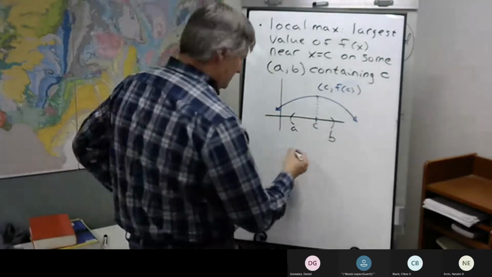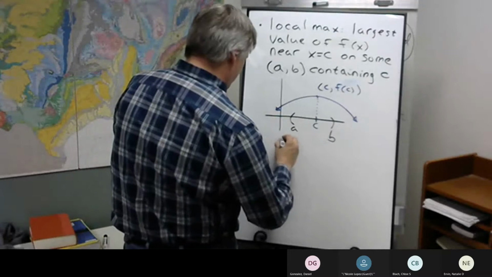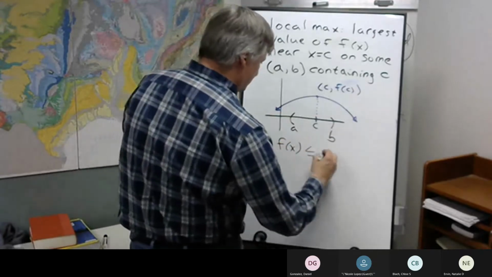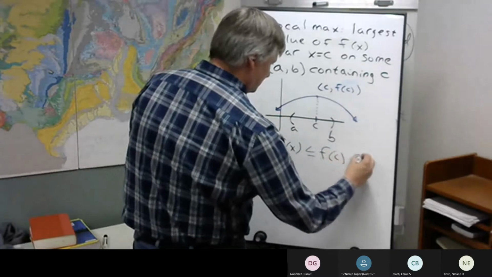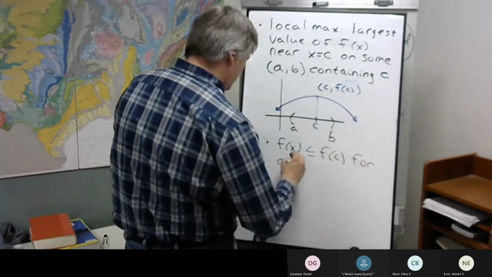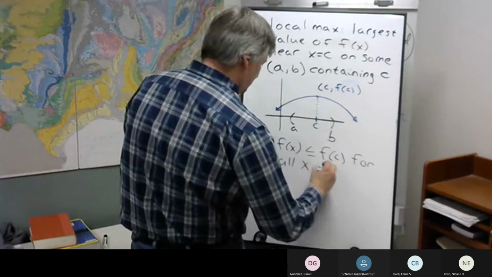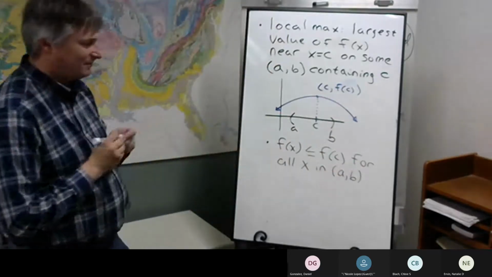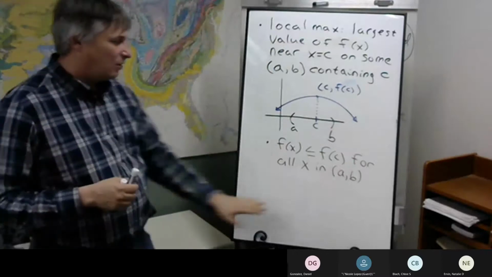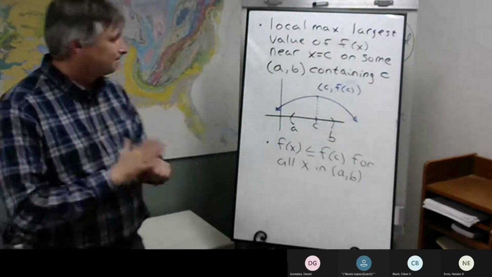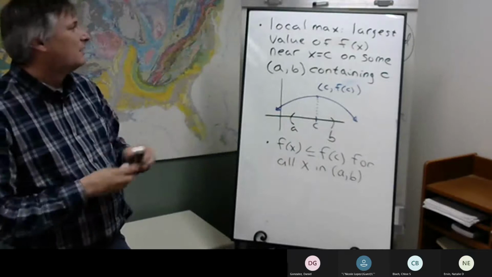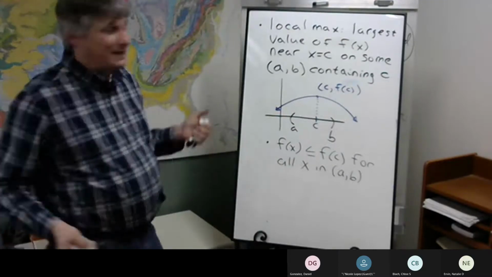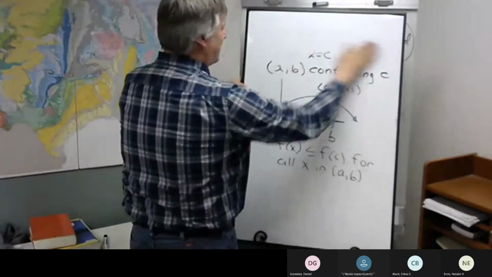And again, there's a formal definition. So f of x is less than or equal to f of c for all x in AB. And again, open interval instead of closed. So that's local max. Again, we're going to have a local min. Kind of seeing a pattern here.